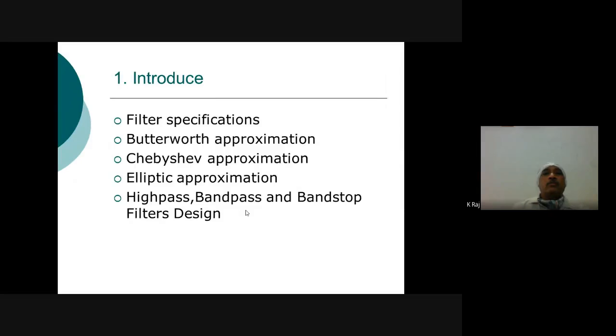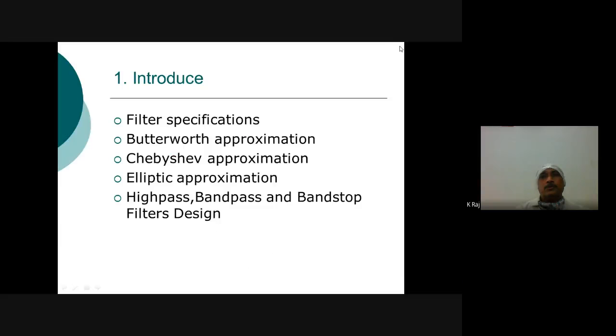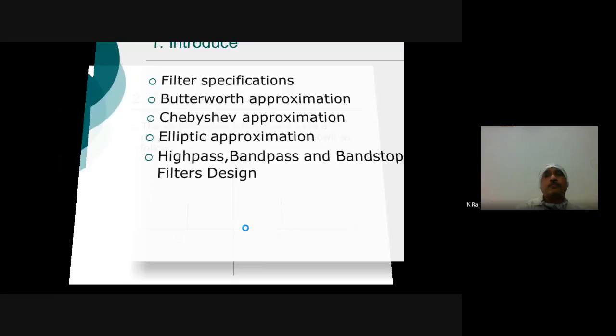So first we will discuss something about the filter specification, then Butterworth approximation, Chebyshev approximation, elliptic approximation. Then we will try to describe the different types of filters which have to be designed. That is the high pass and band stop filter designing. First, we will try to design the low pass, and then we will move towards the designing of the high pass and band stop filters.